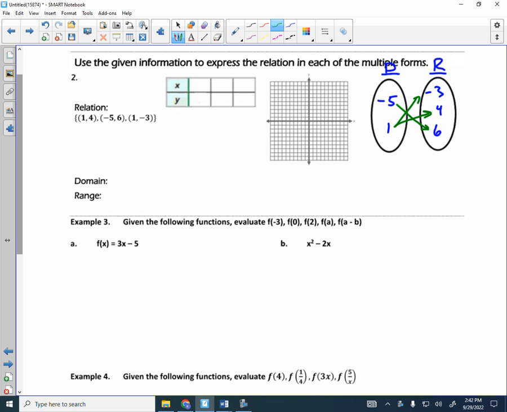Yeah, so is this a function? No, it is not a function, okay? If you were to graph these points, you have over 1 and up 4. You have back 5 and up 6. You have over 1 and you have down 3. So as you plot those, do you have a point sitting on top of another point? So that tells us, according to the vertical line test, this is not a function.